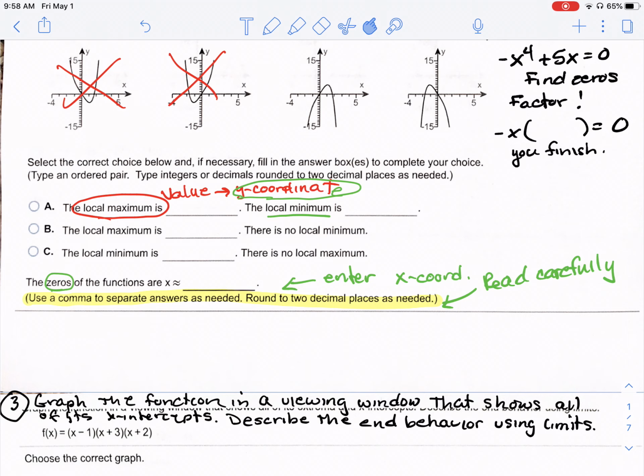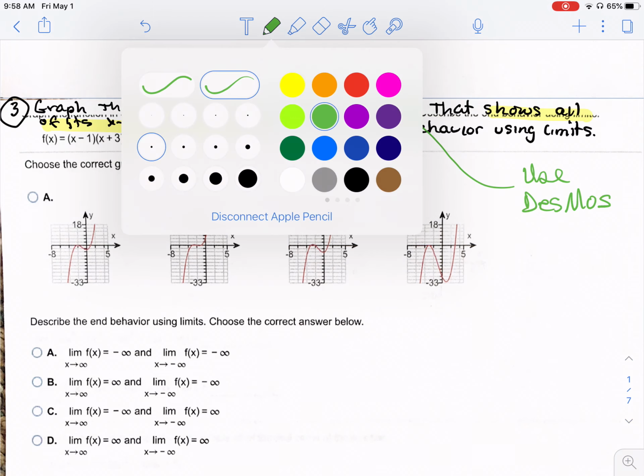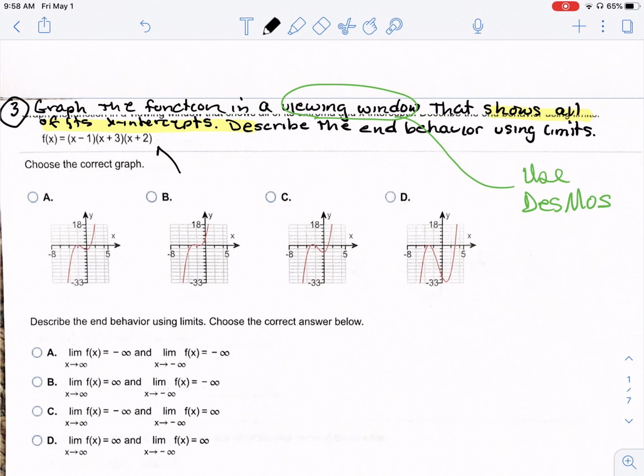All right. Number 3, we're going to graph the function in a viewing window, so we're going to use this one. We're going to use Desmos. And we want to make sure that we show all of its intercepts. So you're going to just start by typing, and then you're going to change the size of the window.